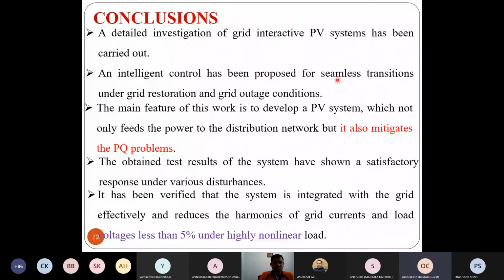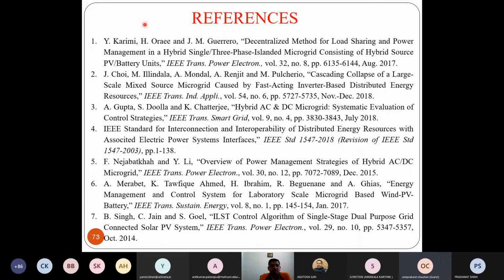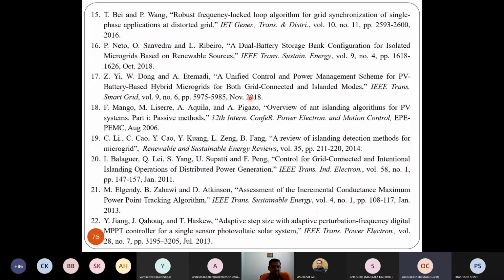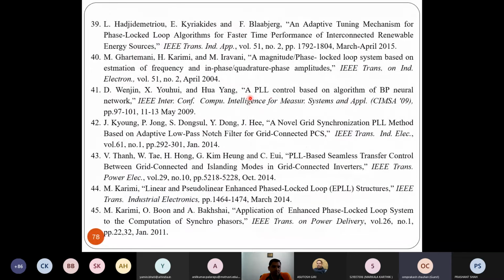So here we are going to the conclusion. A detailed investigation of grid interactive PV system has been carried out. We have addressed all the power quality indices, and the THD as well as seamless transition we have observed under grid restoration and grid outage conditions. These are a few references which you can follow.